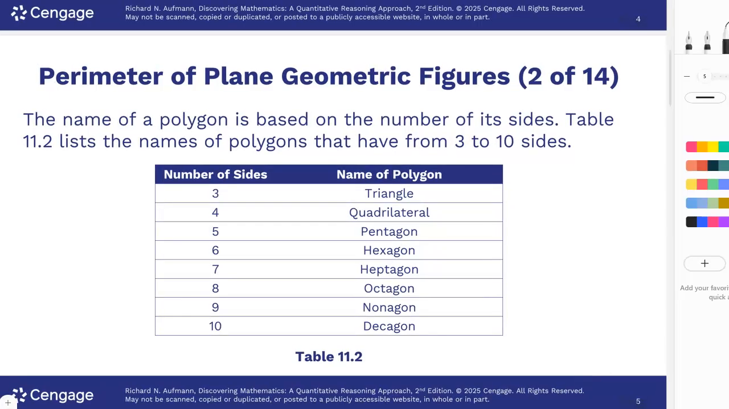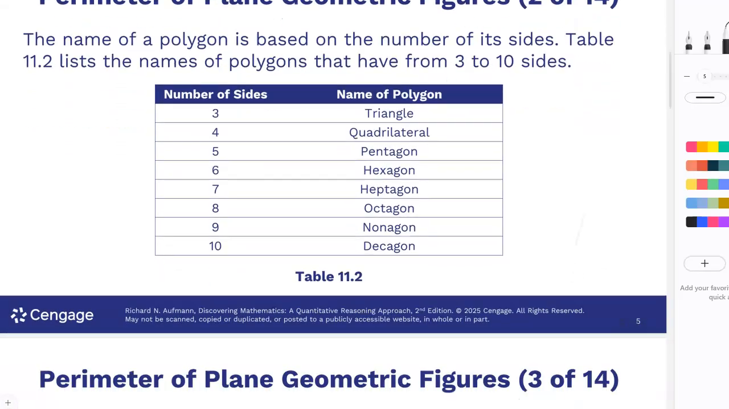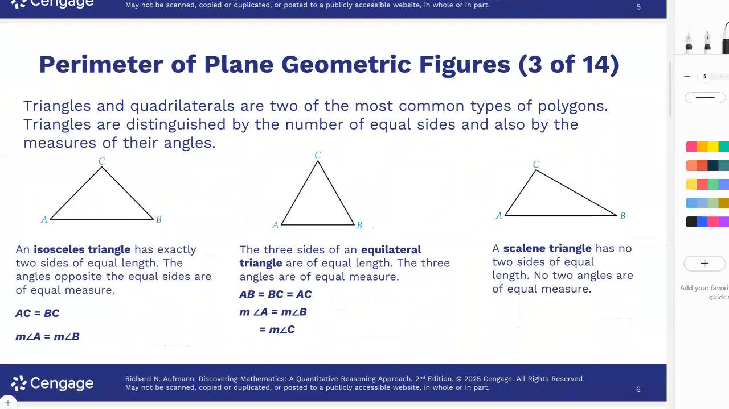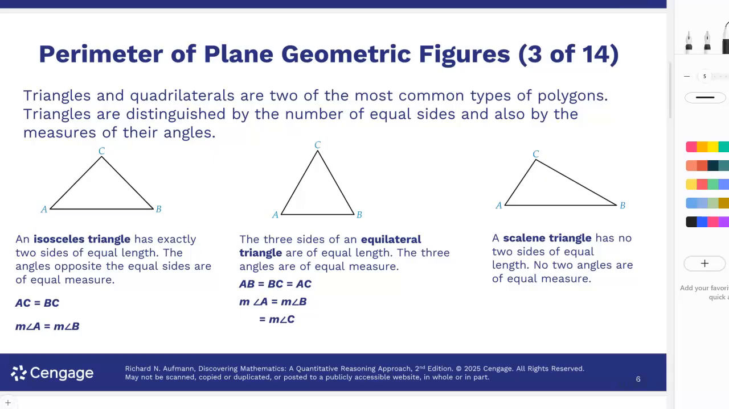So the different types of figures we could be dealing with: triangles, which have three sides, quadrilaterals, which have four, pentagons, which have five, and so on. So let's dive a little bit more into triangles. We could have three different types of triangles.